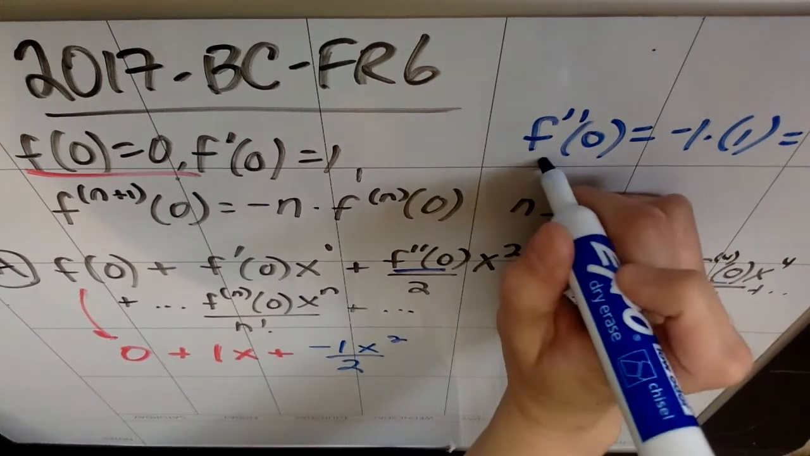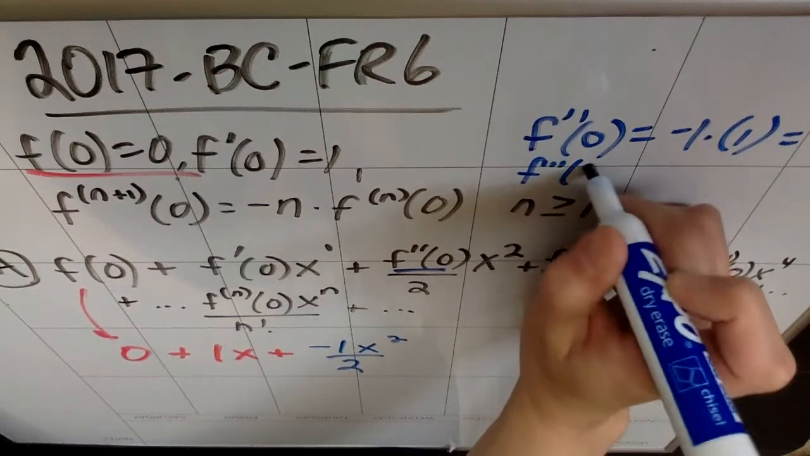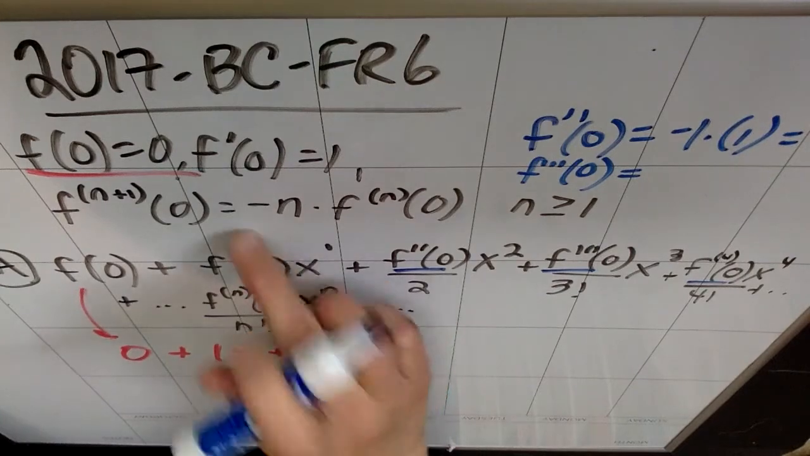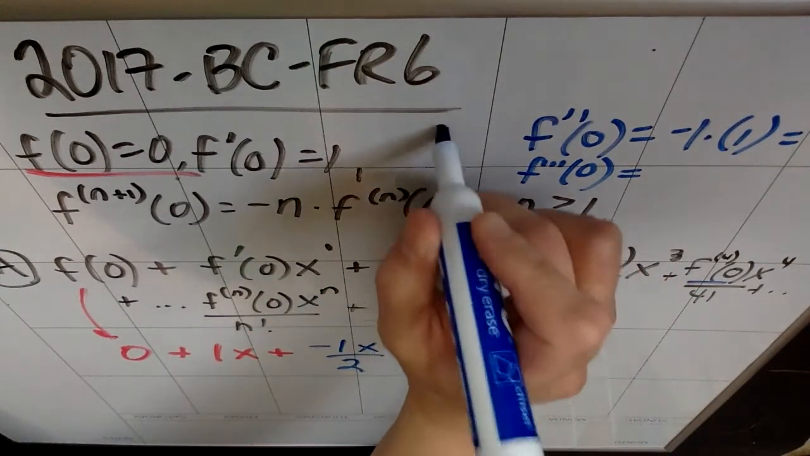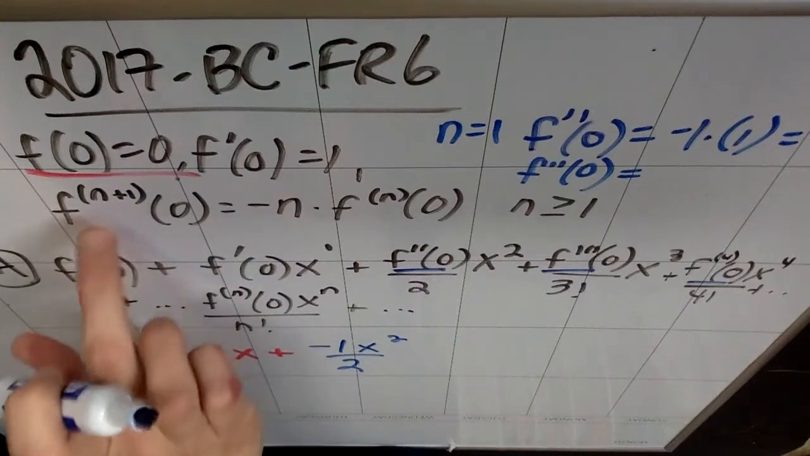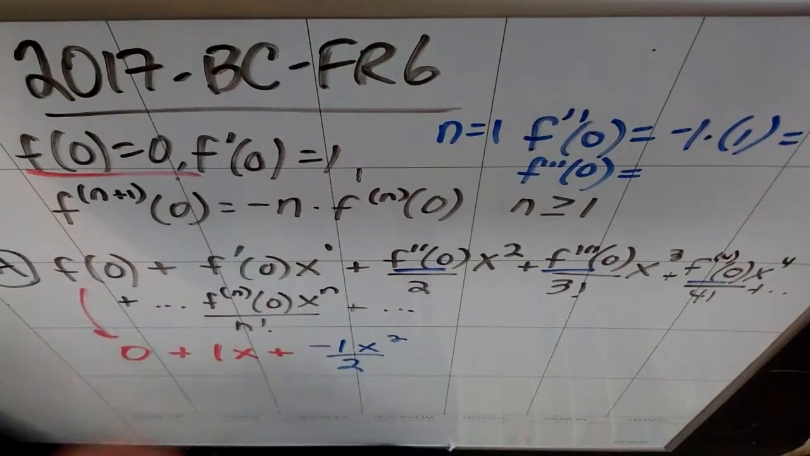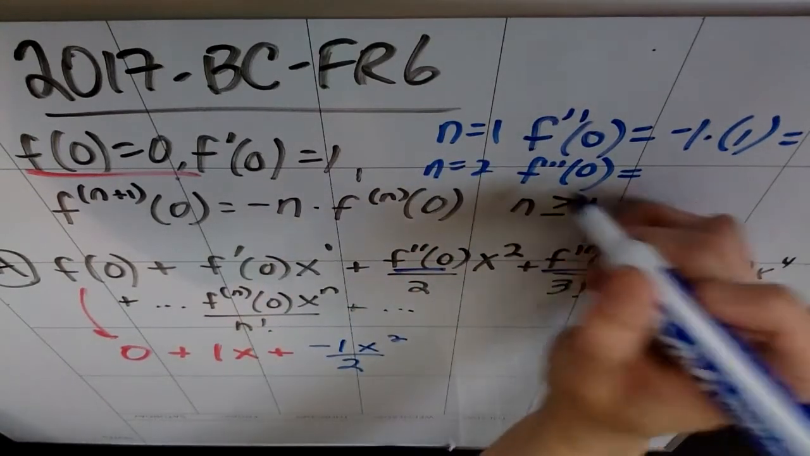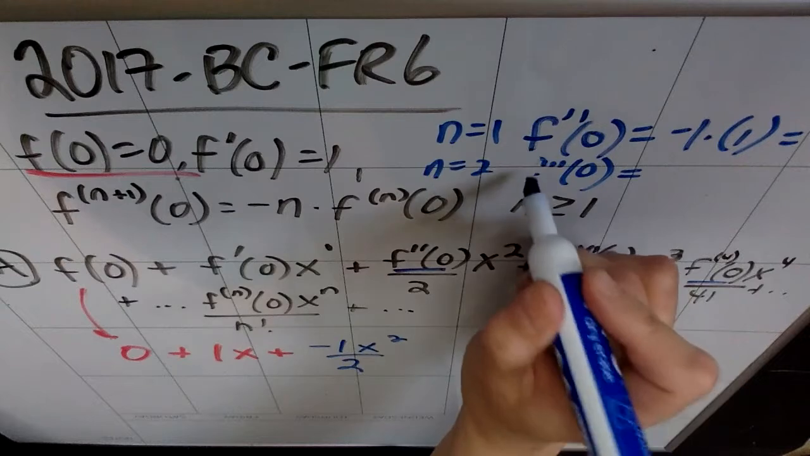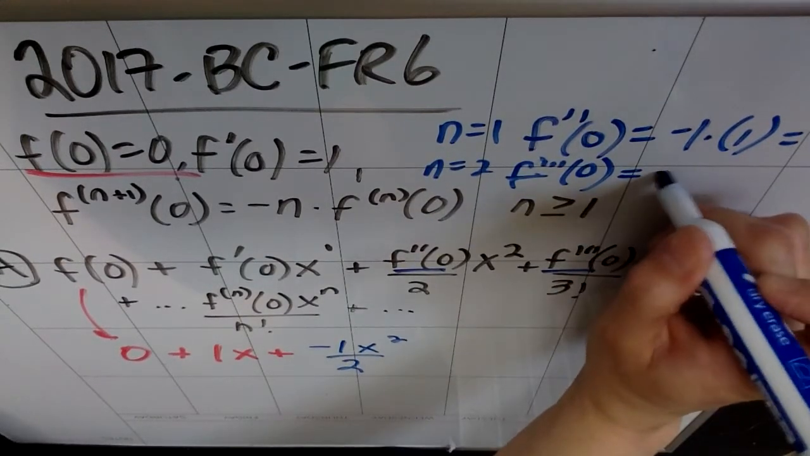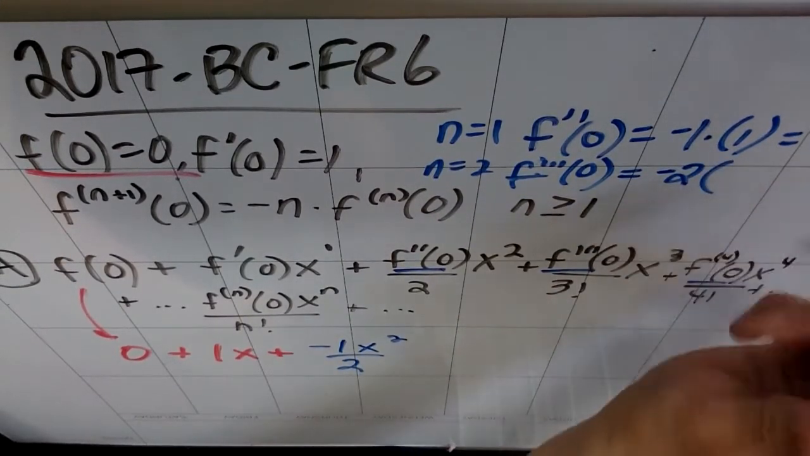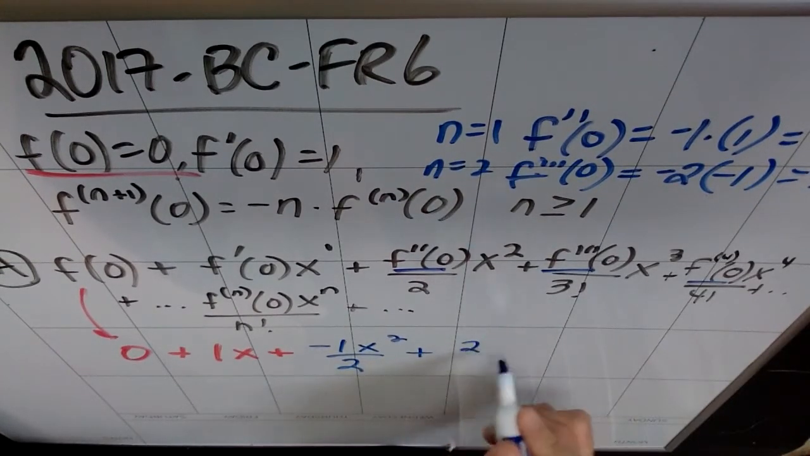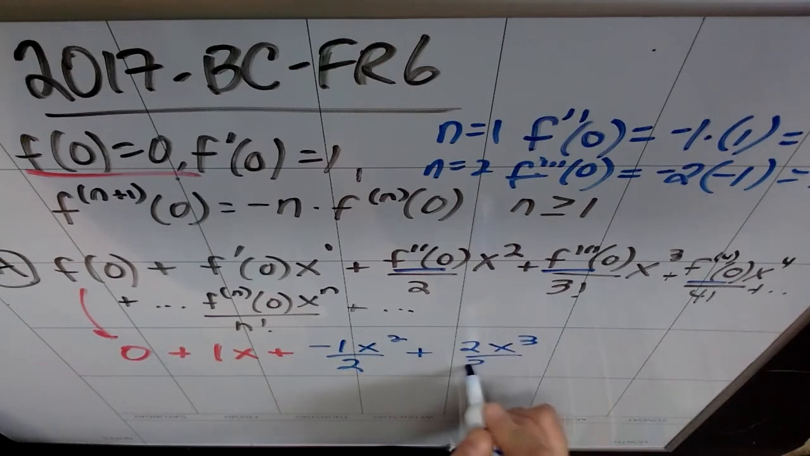Great. Then I need to find f triple prime of 0. Well, f triple prime of 0 is going to be a -n. And notice again, I used n as 1 to find the second derivative because this is the n plus 1 derivative of f. So I'm going to use n as 2 to find the third derivative. I'm going to get -2 times whatever the last one was, which was a -1. So, oh, that's a 2. So now I'm going to get that this is a 2 x cubed over 3 factorial, which we'll deal with.